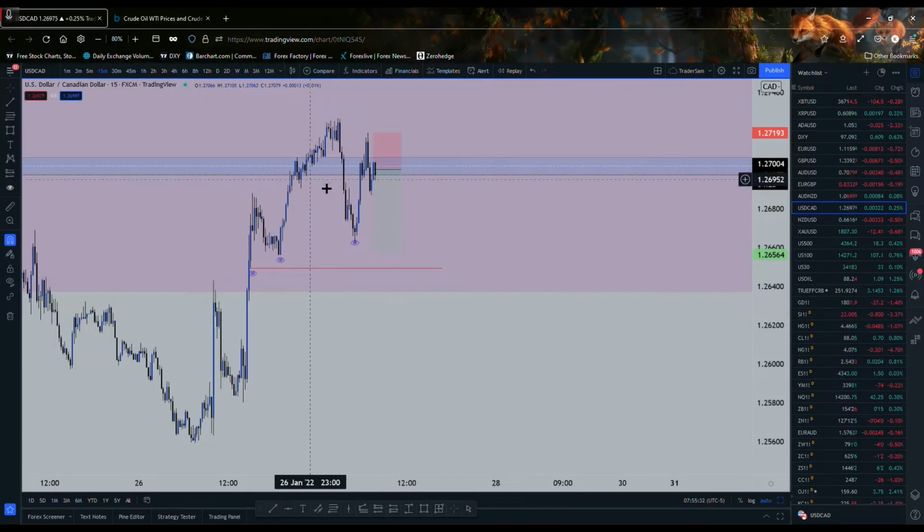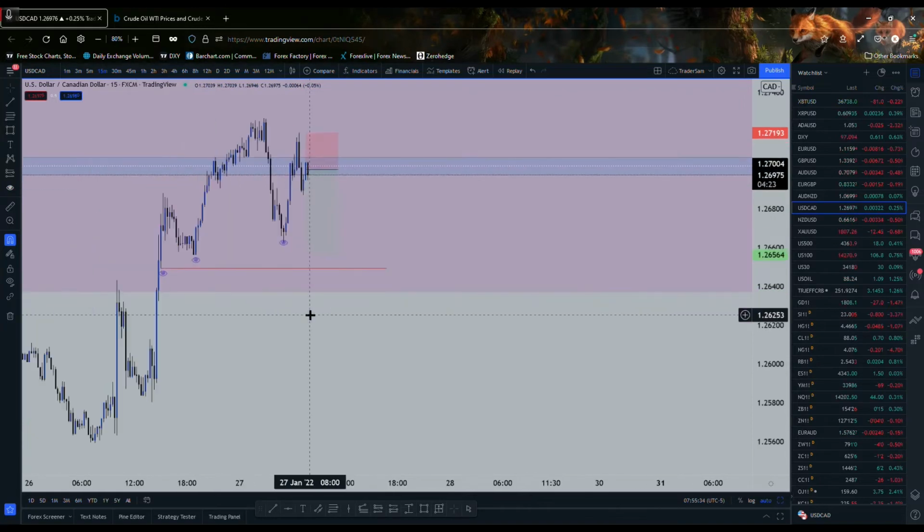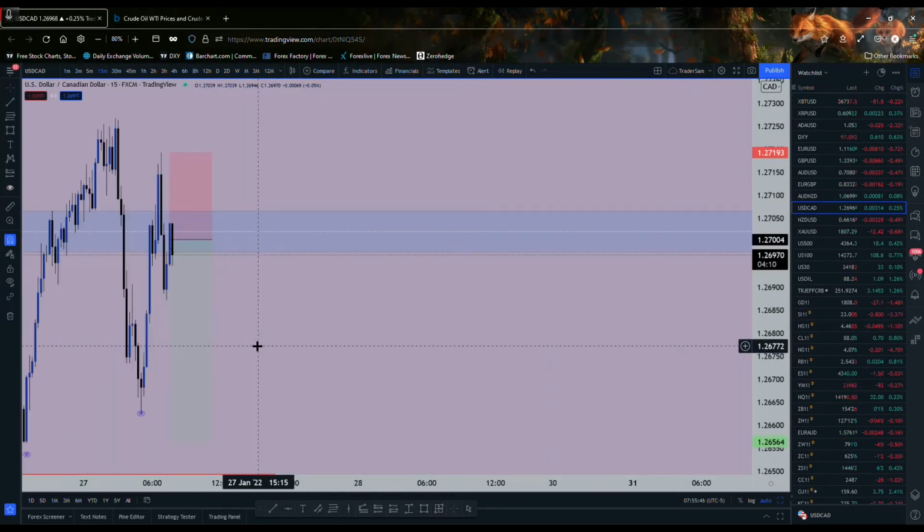So this is the daily fair value gap. It's reacted, broken some short-term market structure. So right now, this is where I'm at. Inside that daily fair value gap, we've got the mitigation block.